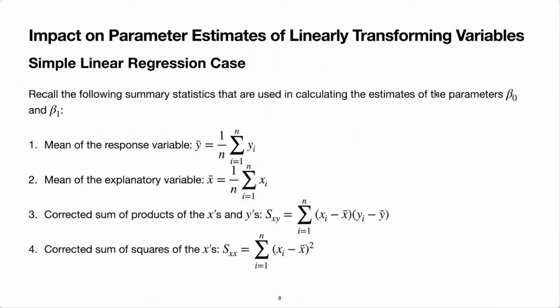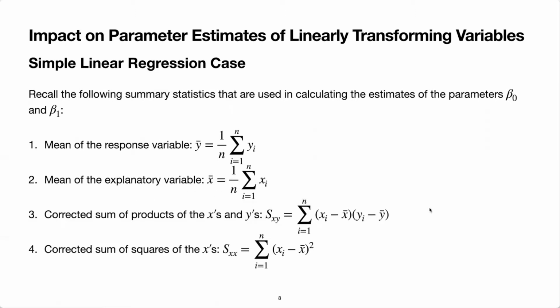Now recall the following summary statistics that are used in calculating the estimates of the parameters beta 0 and beta 1. The first is the mean of the response variable, y bar. That's just the sample mean of the y values. We also have the mean of the explanatory variable. And so x is the explanatory variable, and we'll denote the mean of that variable by x bar.